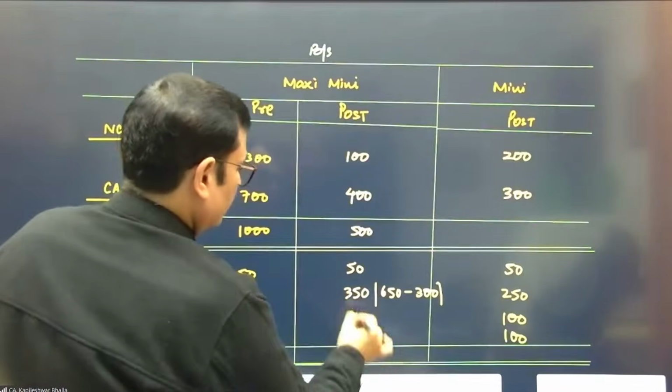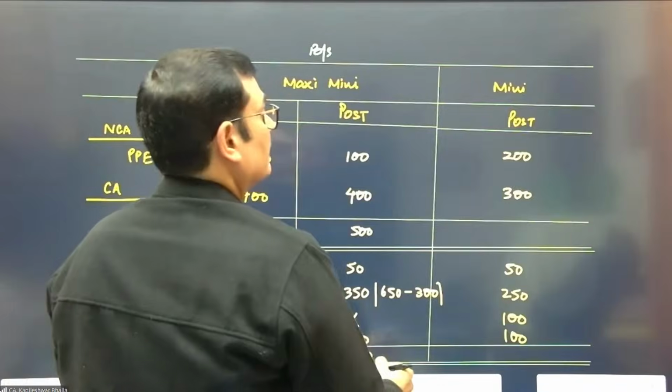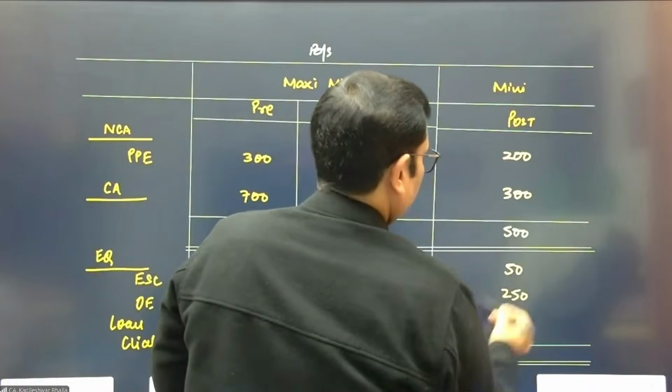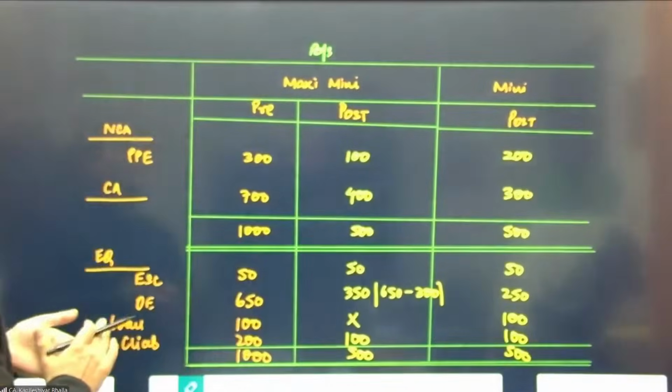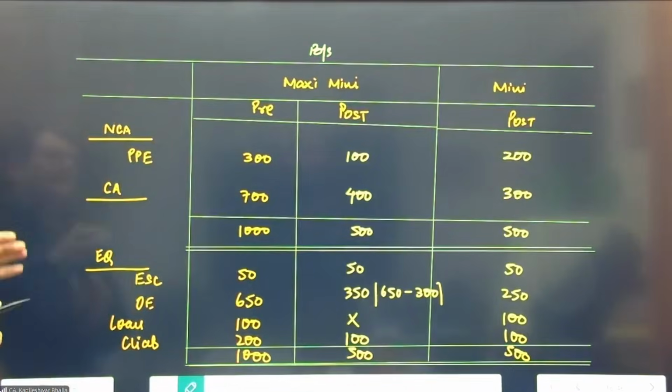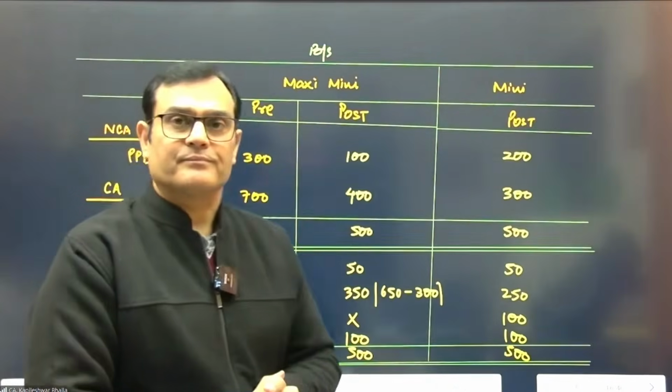This is 500 and this is also 500. This is 500 and I guess this is also 500. So that answers the balance sheet of Maximini as well as Mini. You can say pre and post demerger as well. But the question is not yet complete.